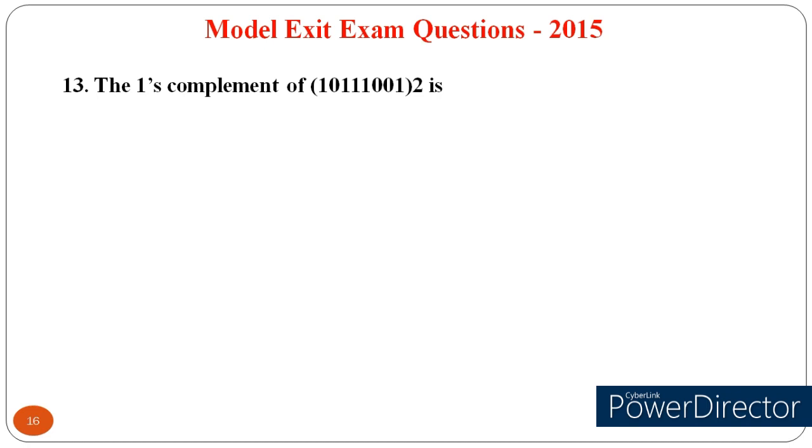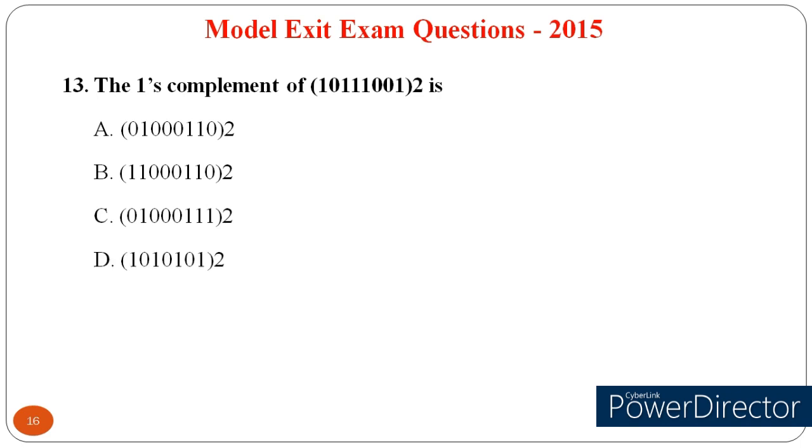Question 13: The ones complement of 1011100 in base 2 is: A, 01001110; B, 11000110; C, 01000111; D, 101010.